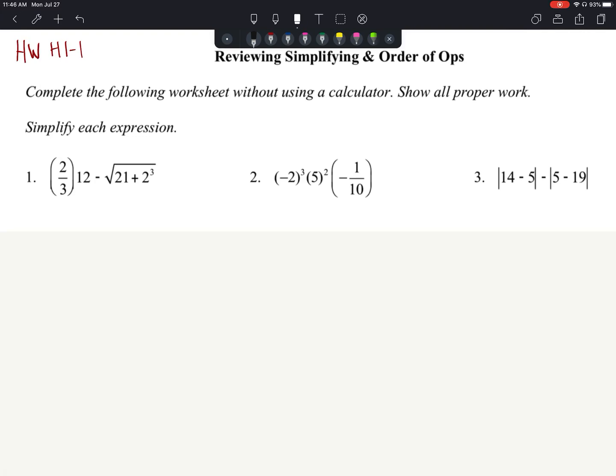Our directions state, complete the following worksheet without using a calculator. Show all proper work. Simplify each expression. The intent of this assignment is just to get our brains thinking about math again. So with this particular video, this will be covering problems 1, 2, and 3.